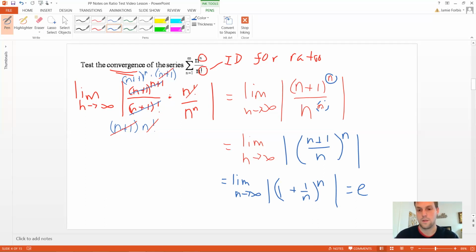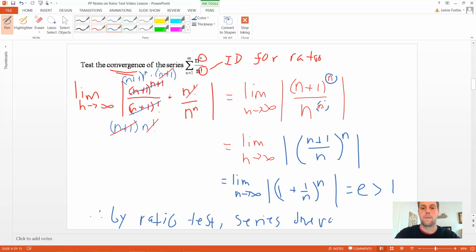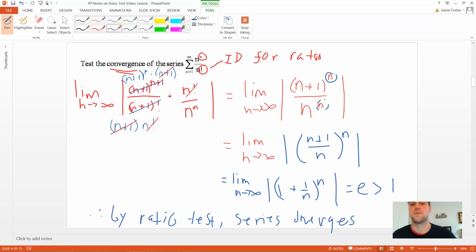So that limit equals e. E is approximately 2 point something, which is greater than 1. So according to the ratio test, this series diverges. Therefore, by the ratio test, the series diverges. Questions on that? I'll give you a second to write that down, and then we'll move on to the next one.